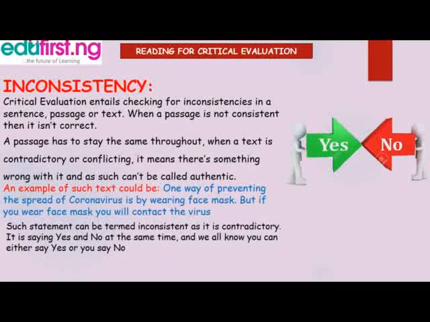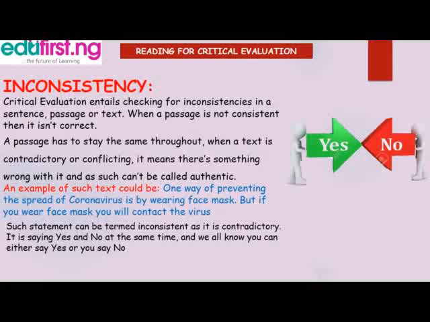Next is inconsistency. Critical evaluation entails checking for inconsistencies in a sentence, passage, or text. When a passage is not consistent, then it isn't correct. A passage has to stay the same throughout. When a text is contradictory or conflicting, it means there is something wrong with it, and as such, it can't be called authentic.